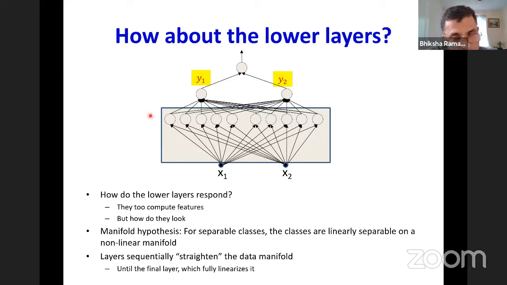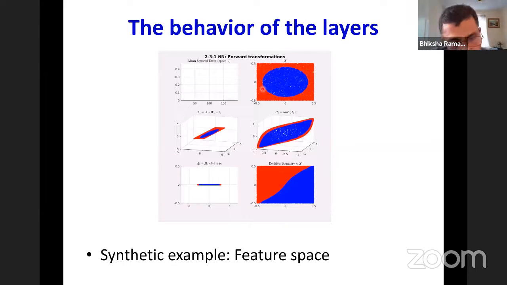Now, that hasn't been very well understood yet, but the most reasonable hypothesis, which empirically seems to hold, and which I call the manifold hypothesis, is that the classes are linearly separable or almost linearly separable by the time you get to this Y layer. And so what each of these layers does is that as the data passes through the network, at each layer, the classes become increasingly linearly separable. And to show you how this happens, here is a synthetic example.